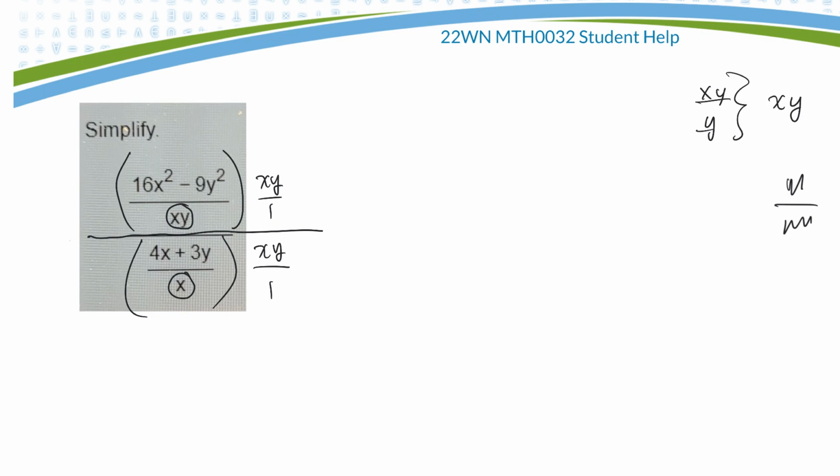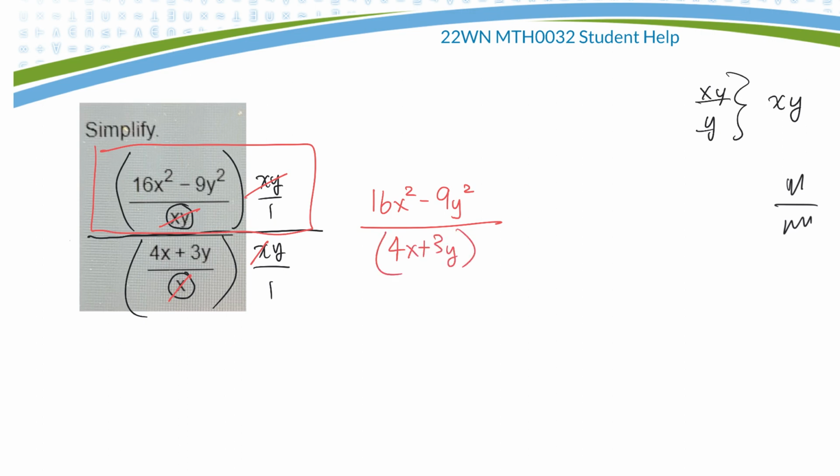On the top, if I'm just looking at this part, the xy's cancel, so all I'm left with is 16x squared minus 9y squared. On the bottom, the x cancels, and so I'm left with 4x plus 3y times y. I'll put the y up front maybe.